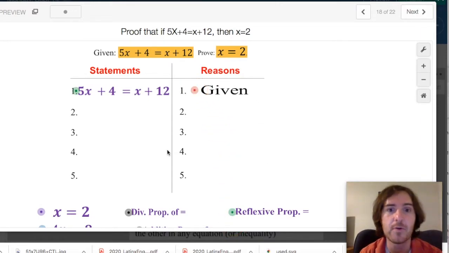If 5x plus 4 equals x plus 12, then what can we say? It might have been a little while since you've done Algebra 1. That's fine. I'm going to tell you how I would solve this.